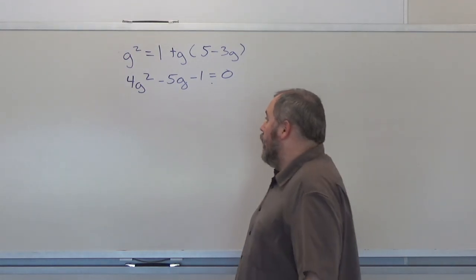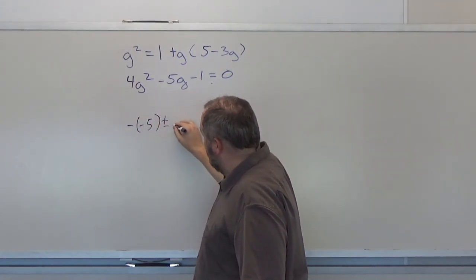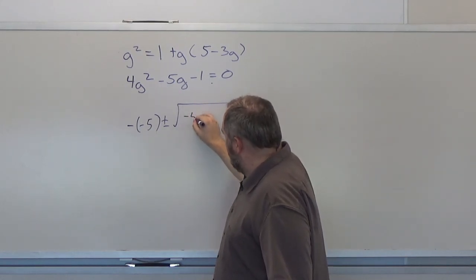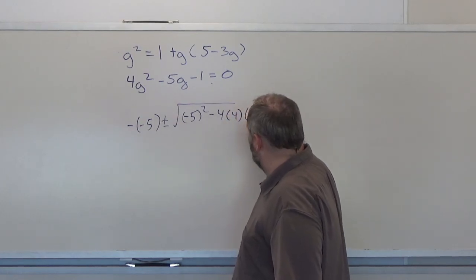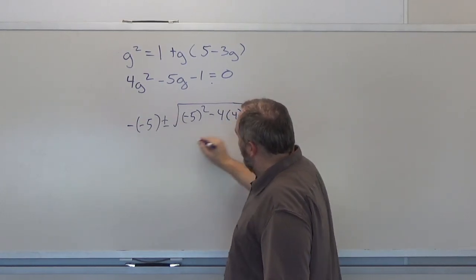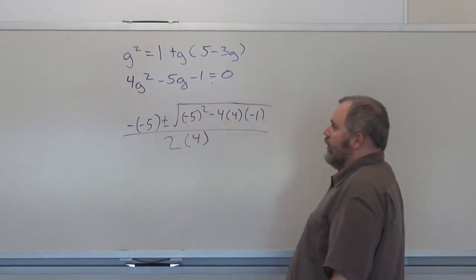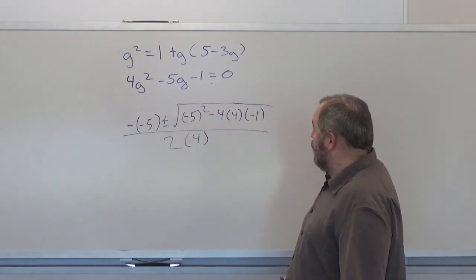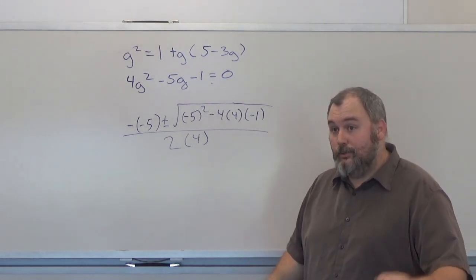Alright, let's do it. Negative b, plus or minus the square root of b squared minus 4ac, all over 2a. Alright, so that's going to be a negative 5 in the place of b. I'm going to have a 4 in place of a. I'm going to have a negative 1 in the place of c. Now I'm going to solve.